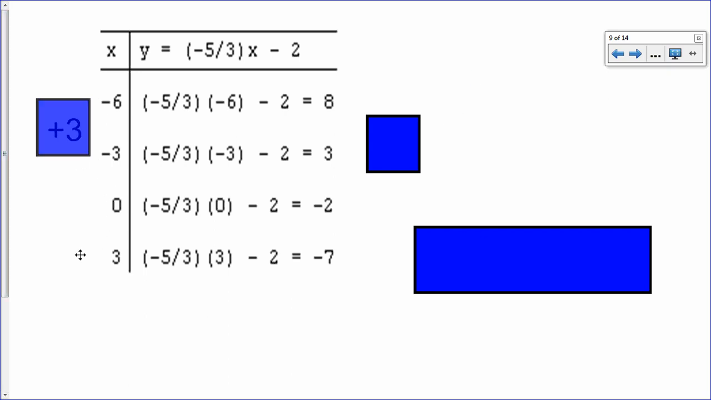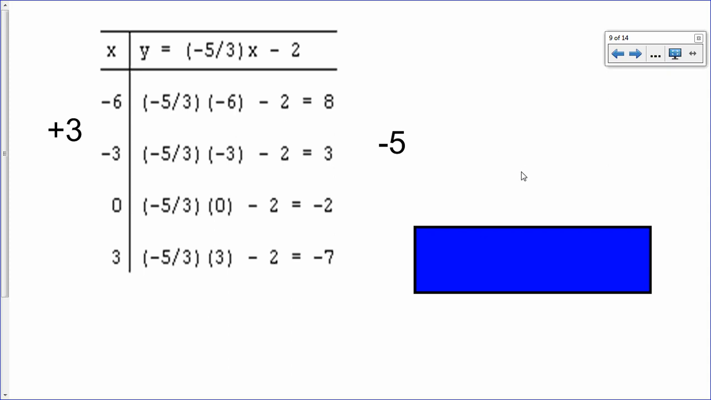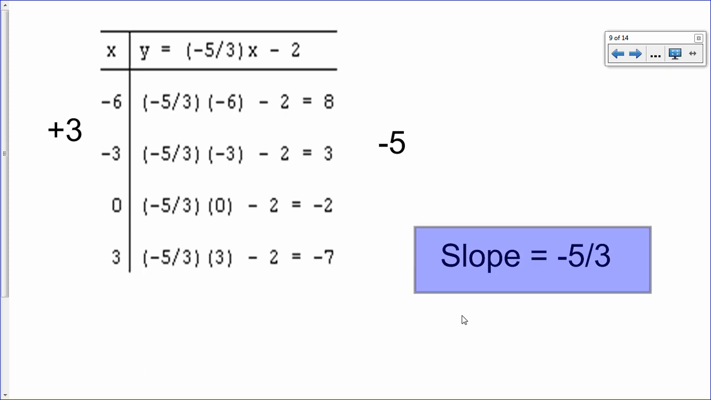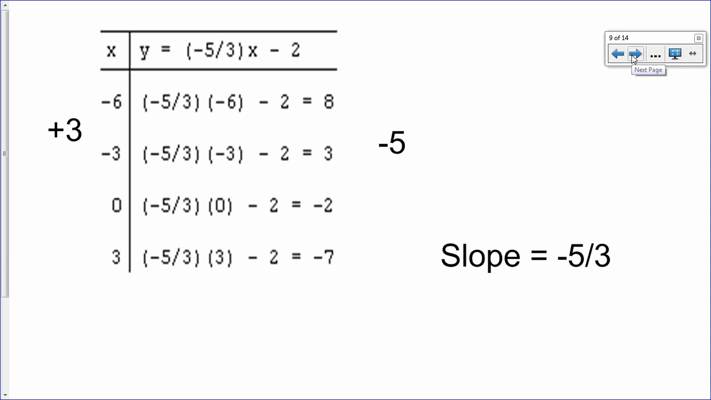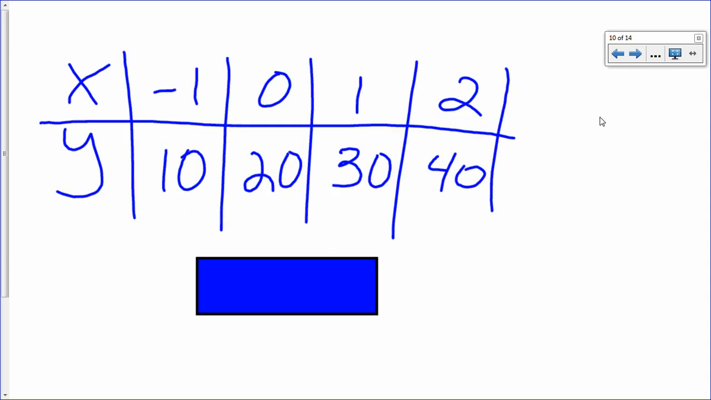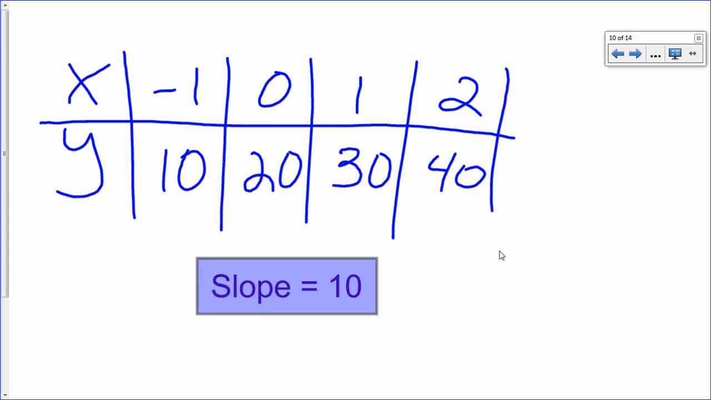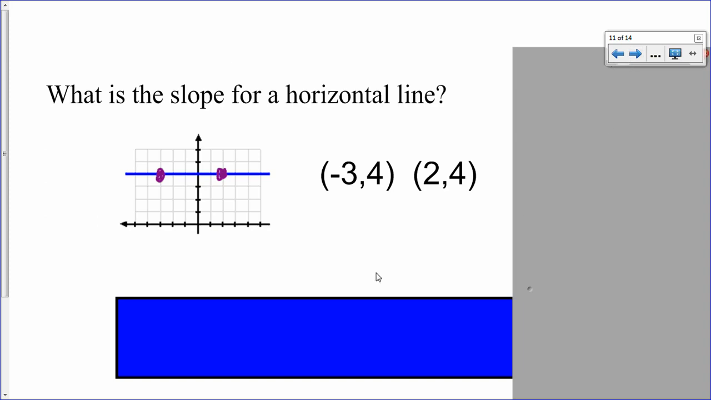Okay, here's another one where we're looking at the chart. We can see the changes in x, and it's consistently plus 3. Our changes in y are consistent also, in that they go down by 5. So we don't need to use the slope formula in this one. We can just put the change in y over the change in x. Negative 5 over positive 3. Try this one on your own, and you should have the answer of the slope being 10.